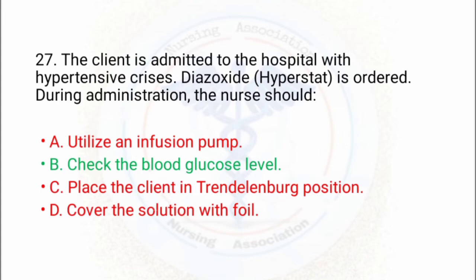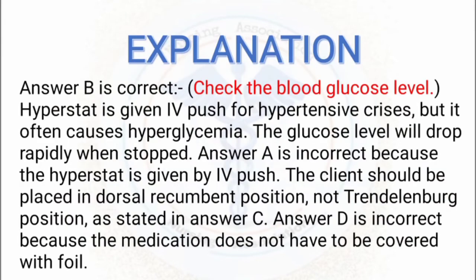So let's see why this is correct. Hyperstat is given IV push for hypertensive crisis, but it often causes hyperglycemia. The glucose level will drop rapidly when stopped. Answer A is incorrect because hyperstat is given by IV push. The client should be placed in dorsal recumbent position, not in Trendelenburg position, as stated in answer C. Answer D is incorrect because the medication does not have to be covered with foil.